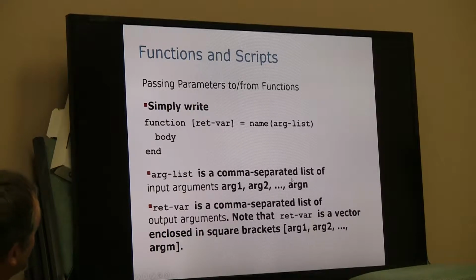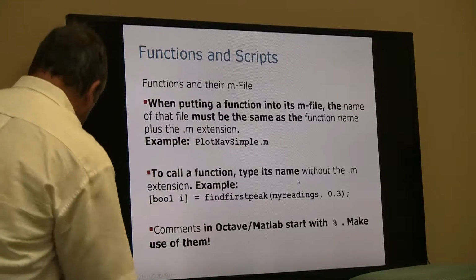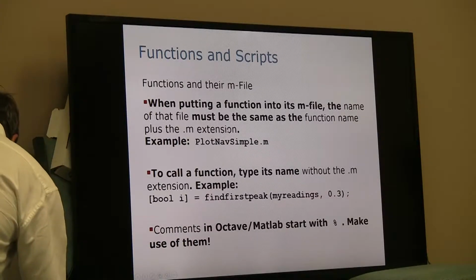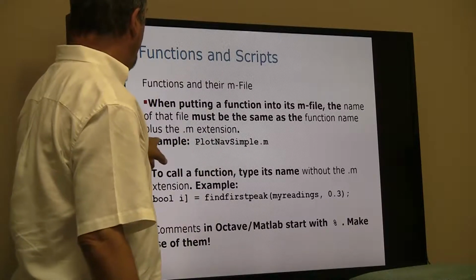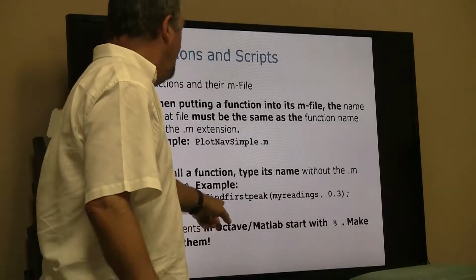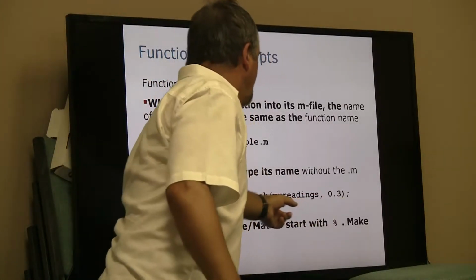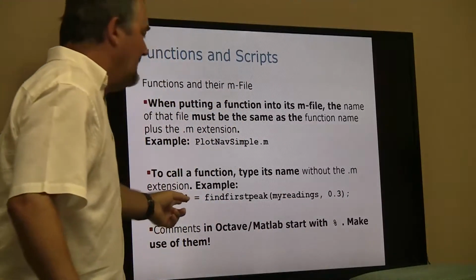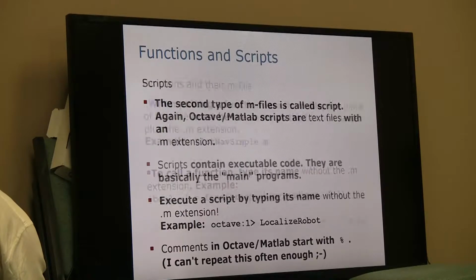So we just talked about inputs and return value arguments, and about the name. We talked about percent for comments, and here's an example of invoking a function, providing it with some input variables, and assigning the outputs to some other variables.